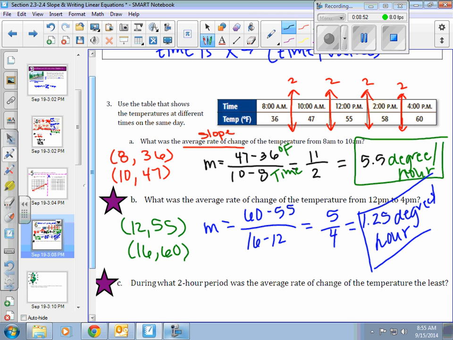From 36 to 47, it went up 11 degrees. From 47 to 55, it went up 8 degrees. From 55 to 58, it went up 3 degrees. And from 58 to 60, it went up 2 degrees. So which one had the least change? That would be from 2 to 4, so from 2 p.m. to 4 p.m. And make sure we label if it's a.m. or p.m.